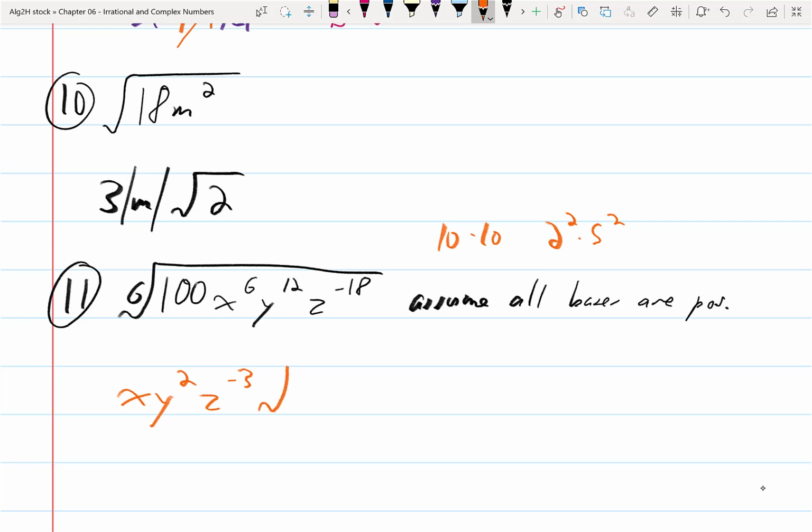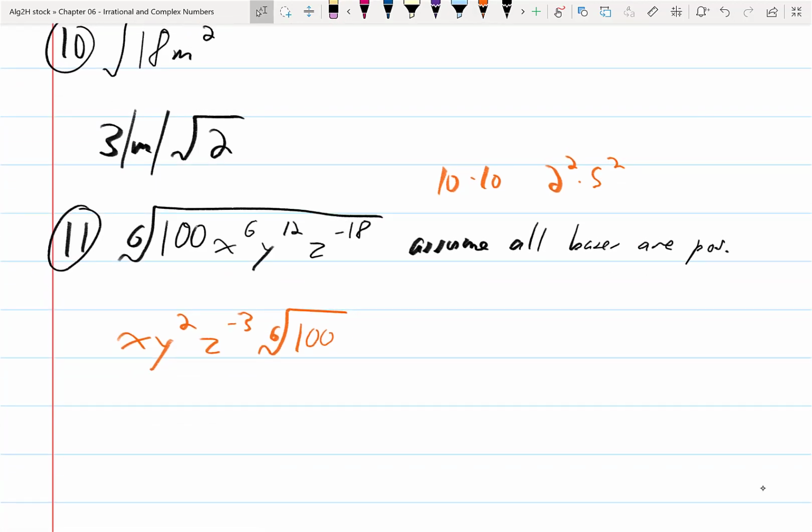And I still have the radical 100. Let's not forget the little 6 in there. That's needed because it's not a square root, it's a 6th root. And then if I want to really make this look good, we're going to move this z to the negative 3 down to the denominator and have it listed like that.